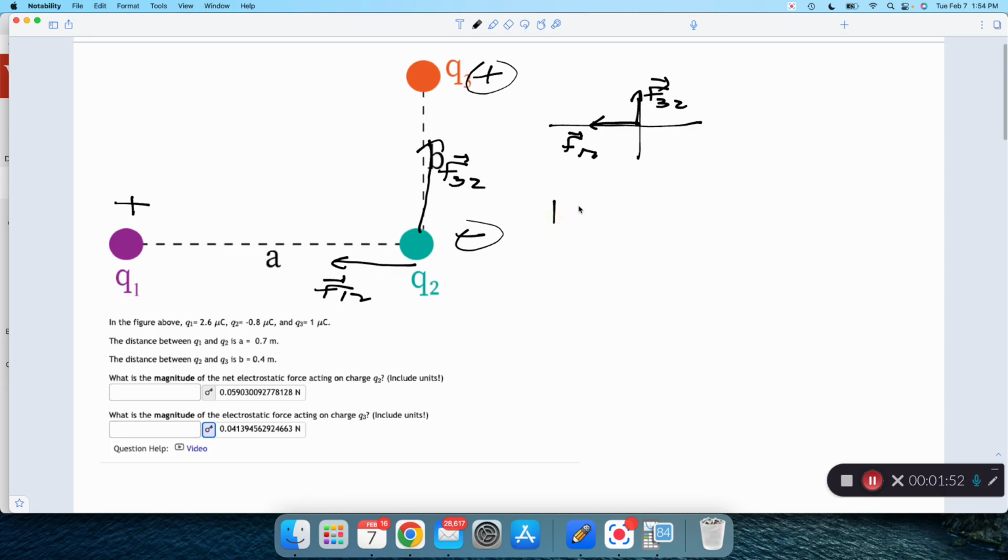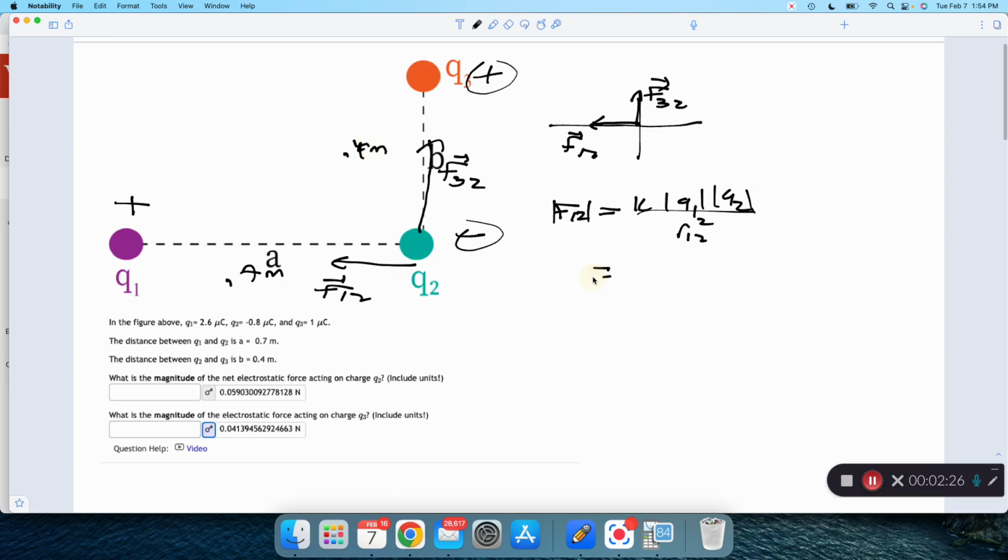So in magnitude, I don't care about pluses or minuses here. In magnitude, F1 on 2 is K, absolute value Q1, absolute value Q2, over their distance, R12 squared. Okay, so we're told the distances here. This is 0.7 meters, and this distance between 2 and 3 is 0.4 meters. So the distance between 1 and 2 is 0.7.